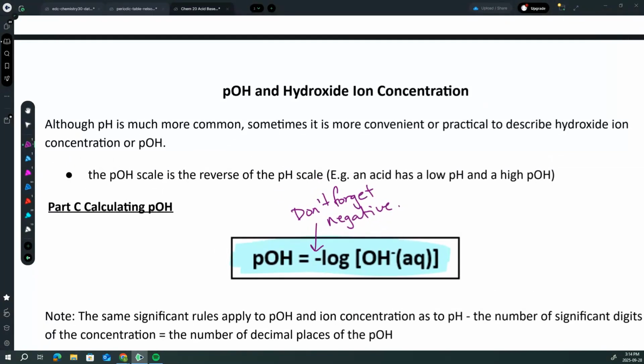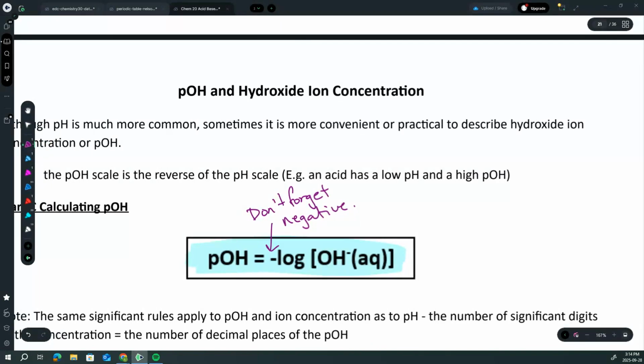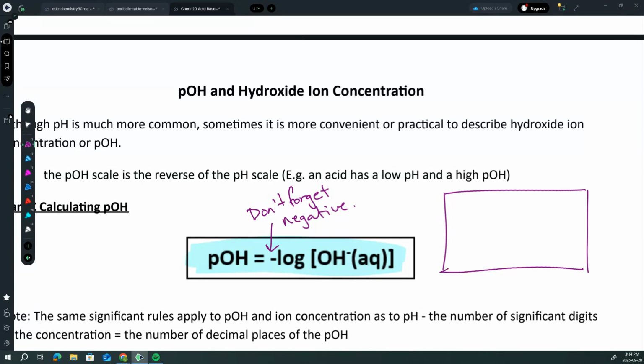Okay, now looking here, it's saying that the pOH scale is the reverse of the pH scale, so an acid with a low pH would have a high pOH. That does call back to an earlier diagram that I had drawn out. So if we have 0 here, and then 14 there, and then 7 right there.